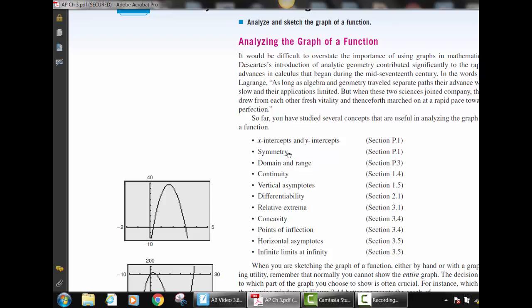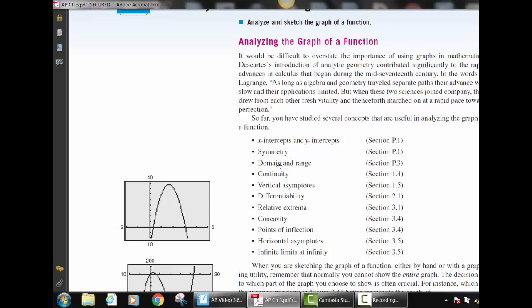Symmetry, that would be if you really wanted to take the time to check for symmetry. The only thing I could think of is in a polynomial function. If all the exponents are even, then you'd easily know it's symmetric with respect to the y-axis. And also if it's a polynomial function with all odd exponents, it would be symmetric with respect to the origin. Other than that, I don't think I'd bother.